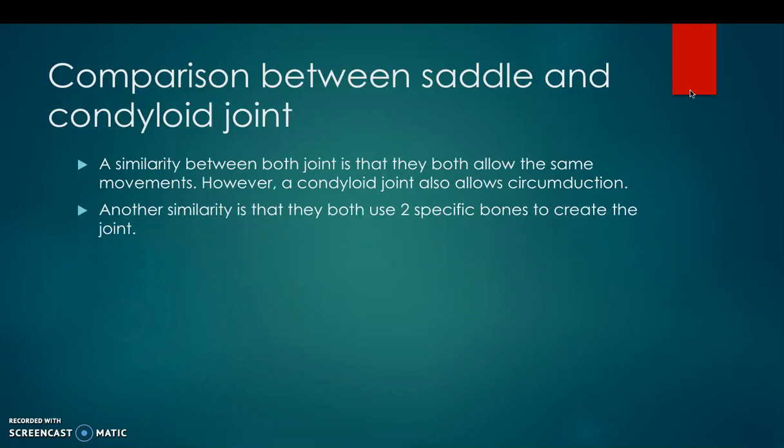Comparison between saddle and condyloid joint. The similarity between both joints is that they both allow the same movements. However, condyloid joint also allows circumduction. Another similarity is that they both use two specific bones to create a joint.